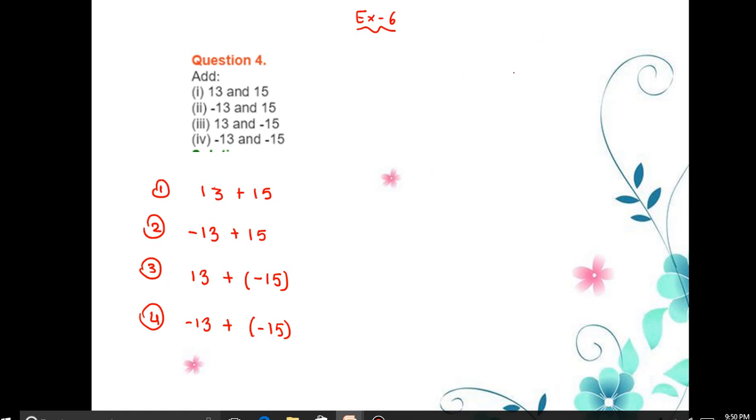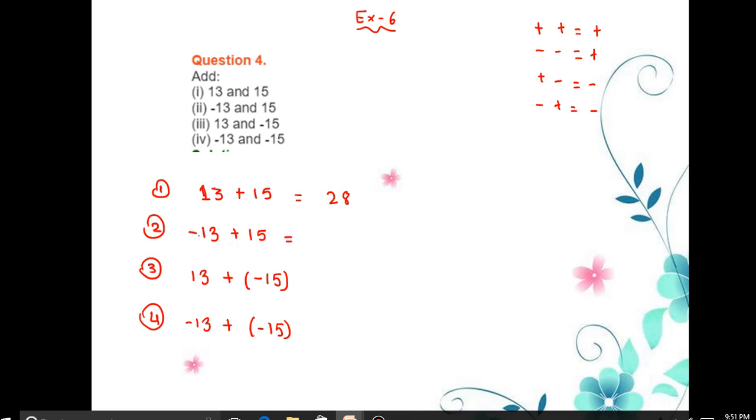So children, again, we will solve in a very simple way. What you will remember: plus plus becomes plus, minus minus becomes plus, plus minus becomes minus, and minus plus becomes minus. So children, here 13 plus 15. What is the sign in front of 13? It is plus. So plus plus becomes plus. So 13 plus 15, it will be 28. Okay. So sign of greater number, greater is 15, and the sign with 15 is plus. So it will be plus 28.